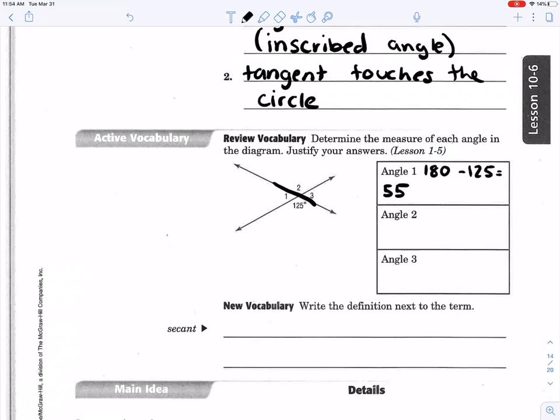I can look at angle 2 and notice that 125 and angle 2 are vertical. So angle 2 is also going to be 125 degrees. And I could say that's because it's vertical and vertical angles are equal. If I use that same logic, I could say angle 3 is going to be 55 degrees because it's vertical to angle 1. We can be a little more specific here. Okay, so you can solve for all 3 of those missing angles given just one.